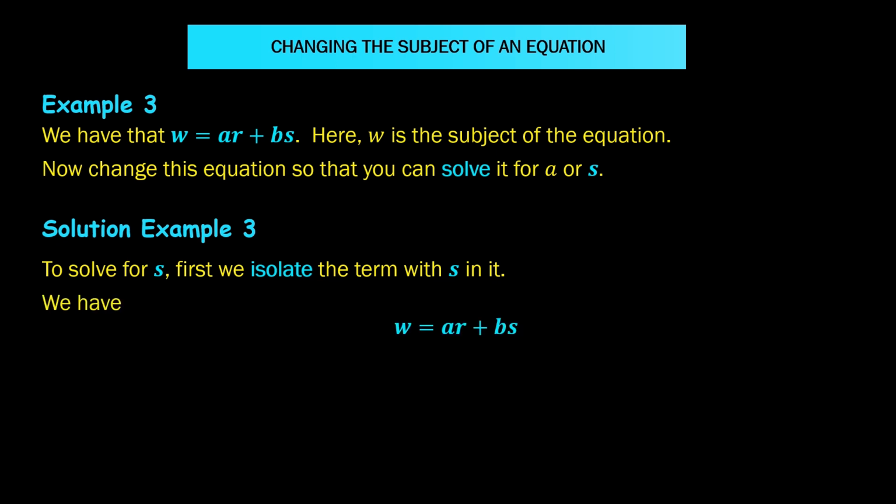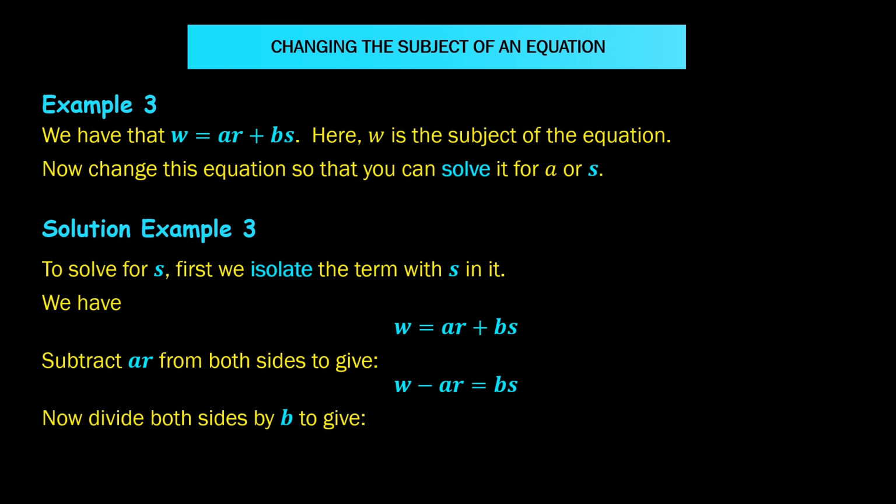So we have w equals ar plus bs, and we need to subtract ar from both sides to give w minus ar equals bs. Now we divide both sides by b to give (w minus ar) divided by b equals s. And again, we need to write this as s equals (w minus ar) divided by b.